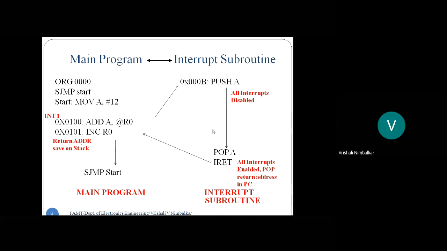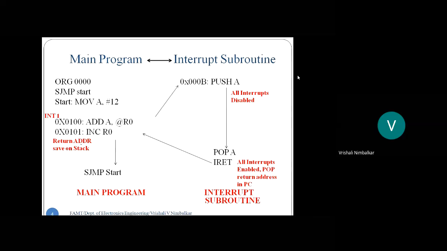Right? So there is a term called nested interrupts. What is a nested interrupt? While executing the main program, interrupt 1 arrived. So the microcontroller jumped to the interrupt 1 ISR. While executing the ISR, if another interrupt arrives, that is also accepted. And from one ISR, the microcontroller jumps to a second ISR.